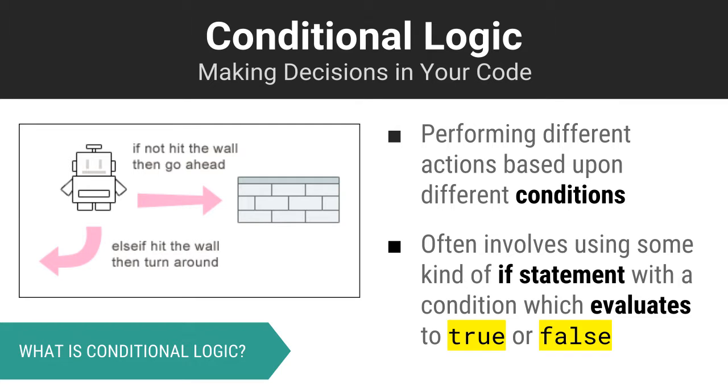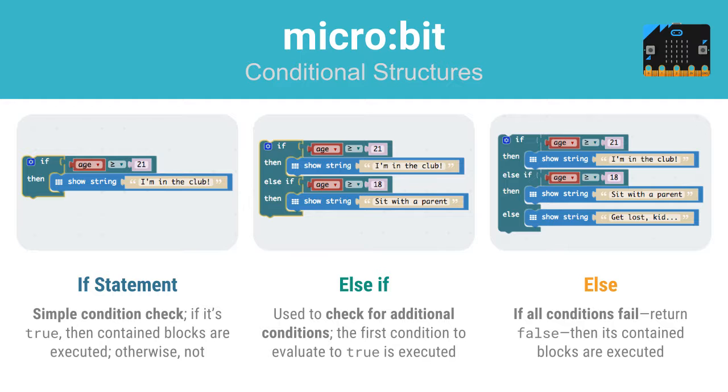When we execute different code based upon various conditions, we are employing conditional logic. This normally involves using some variation of the if statement and one or more conditions, each evaluating to true or false. Similar to most traditional programming languages, the microbit supports the if statement as well as its many variants. When dealing with the if block, you perform a conditional check. If that check evaluates to true, then its containing blocks are executed.